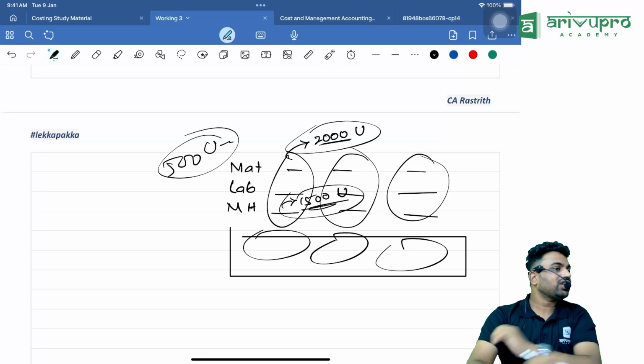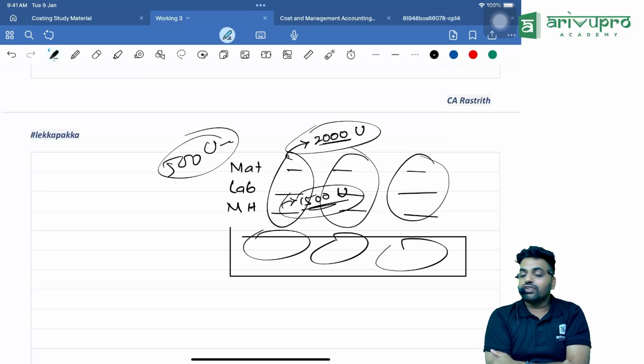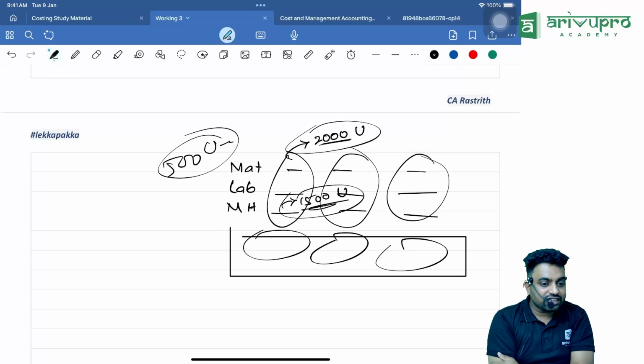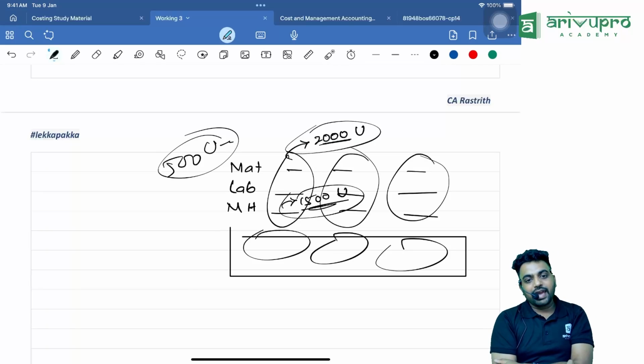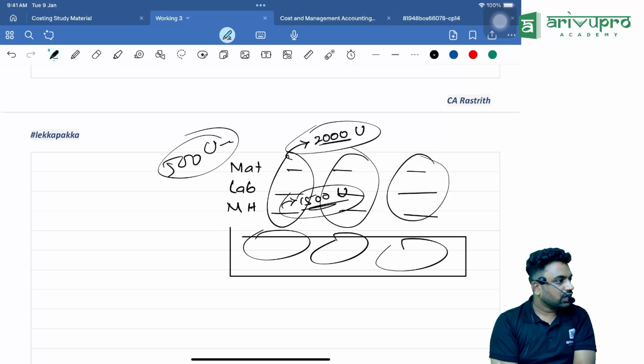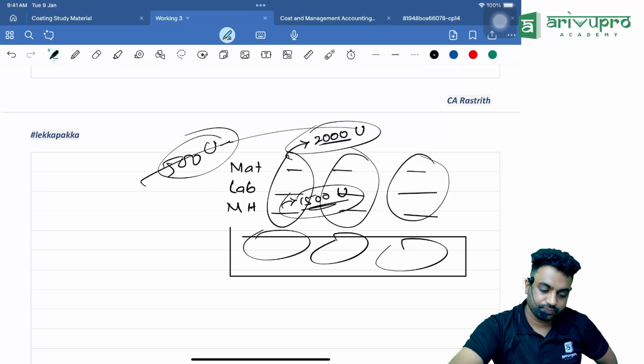So whenever more than one key limiting factor is there, you are going to select the key limiting factor which is restricting you to the maximum extent for decision making. Hope it is clear. Now if we see a few questions, you will be able to understand that. Shall we see? Okay.